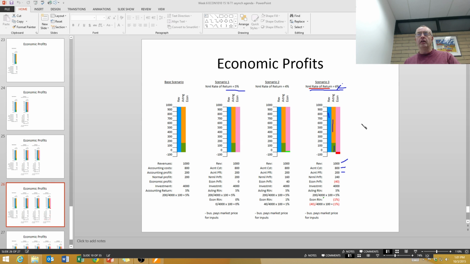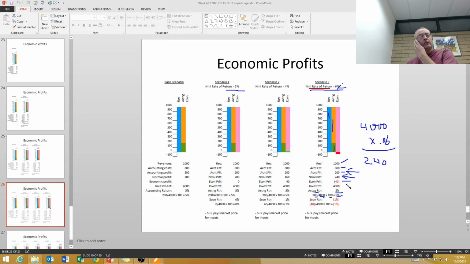So if we multiply our investment in the business times 6%, we're going to get $240 per year. So the normal profit in this industry is $240, but our business is only generating $200. And so that tells us that we have an economic loss of $40. And so although the accounting return is still 5%, that's the $200 divided by $4,000 investment times 100 is 5%.